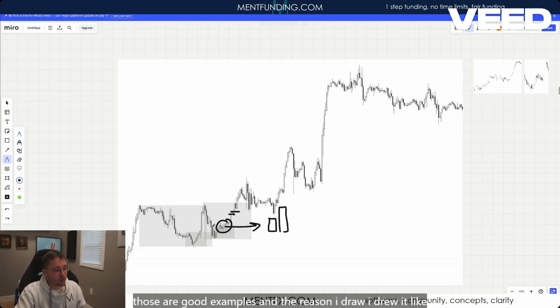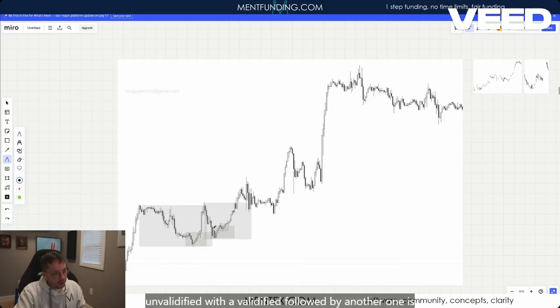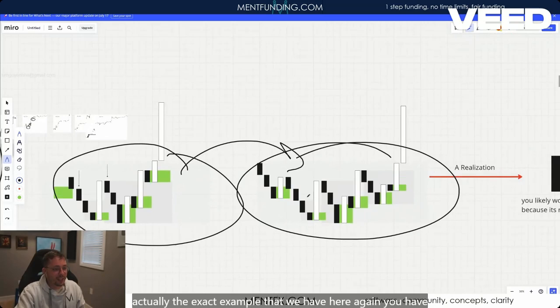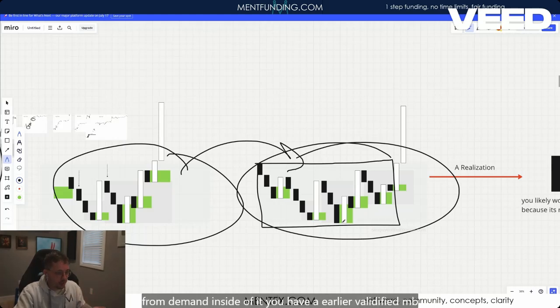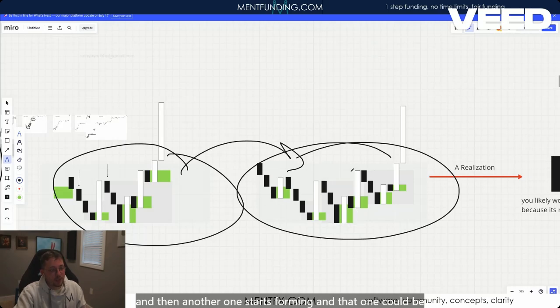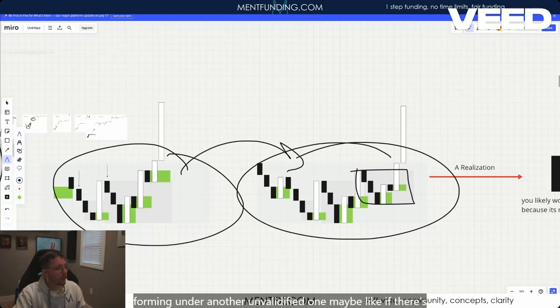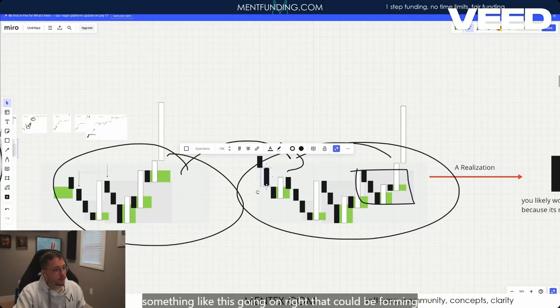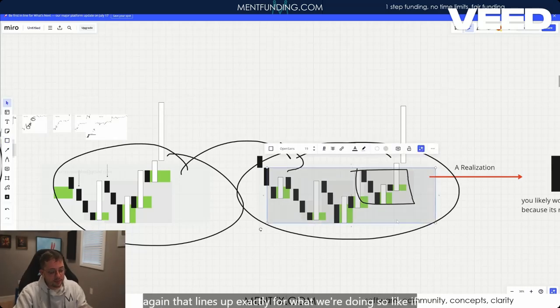And the reason I drew it like this is because this exact example, where you have unvalidified with a validified followed by another one, is actually the exact example that we have here again. You have an overall unvalidified one yet, which is the higher time frame demand. Inside of it, you have an earlier validified MB, and then another one starts forming, and that one could be forming under another unvalidified one, maybe if there's something like this going on. That could be forming inside of another unvalidified one, just like this. But again, that lines up exactly for what we're doing.